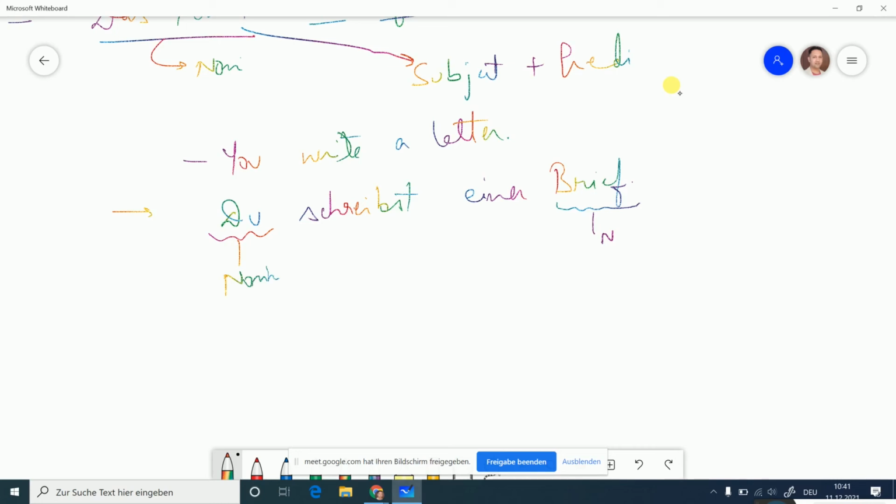Because du is the subject, and einen Brief here is the direct object, and it's going to be accusative. Accusative, yeah. Exactly. So Brief means letter, correct? Exactly. Yeah. Brief means letter. B-R-I-E-F, not the English word, a different meaning. Yeah, there are many such words. I mean, you will get confused sometimes.